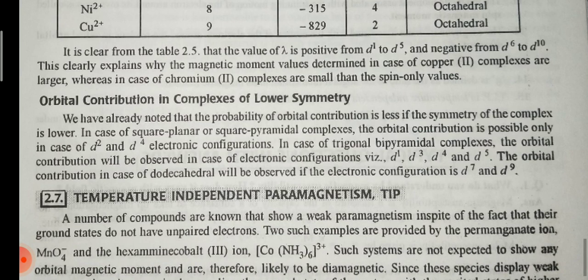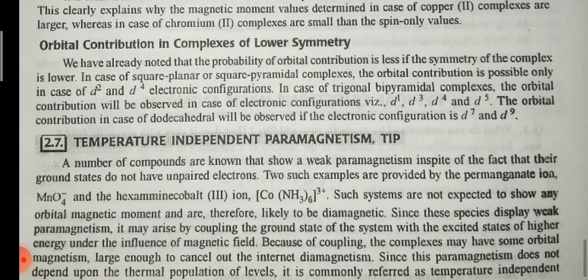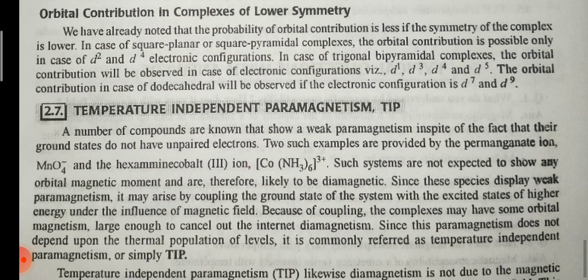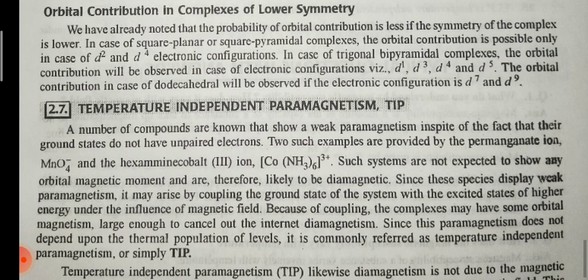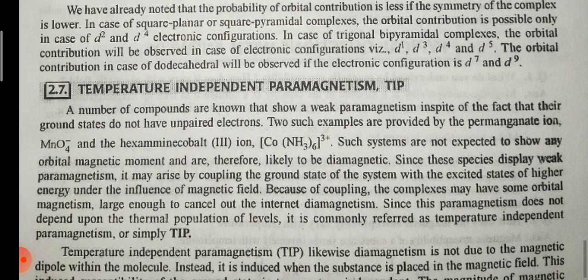Orbital contribution in complexes of lower symmetry. We have already noted that the probability of orbital contribution is less if the symmetry of the complex is lower. In the case of square planar or square pyramidal complexes, the orbital contribution is possible only in the case of d2 and d4 configurations. In the case of trigonal bipyramidal complexes, the orbital contribution will be observed for electronic configurations d1, d3, d4 and d5. The orbital contribution in the case of dodecahedral complexes will be observed if the electronic configuration is d7 and d9.